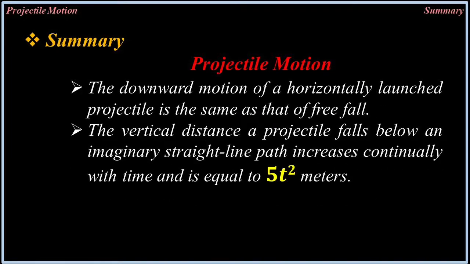The downward motion of a horizontally launched projectile is the same as that of free fall. The vertical distance a projectile falls below an imaginary straight line path increases continually with time and is equal to 5t² meters.